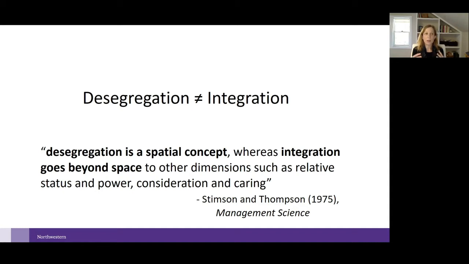Integration is education as a whole. How well are you integrating the students in the schools that they're in, beyond just coming up with a diverse school? Is it an integrated school?